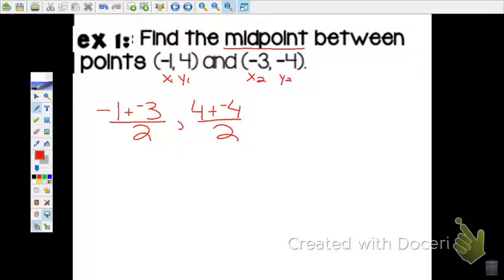When I work out my x coordinate, -1 plus -3 is -4, divided by 2 is -2. 4 plus -4 is 0, divided by 2 is 0. So there is the midpoint of that segment. Between the points -1, 4 and -3, -4, the middle would be -2, 0.